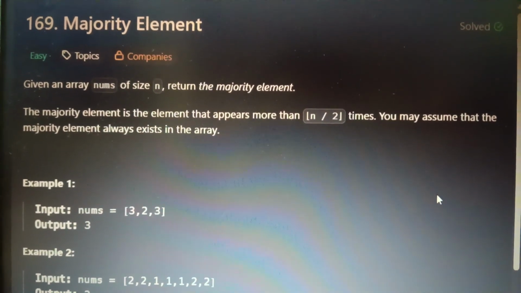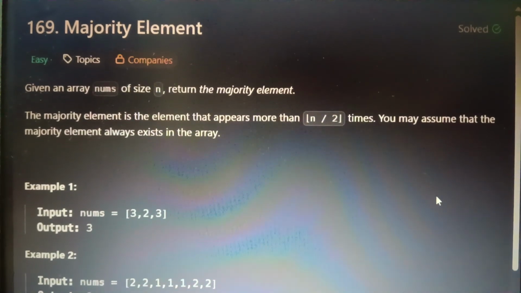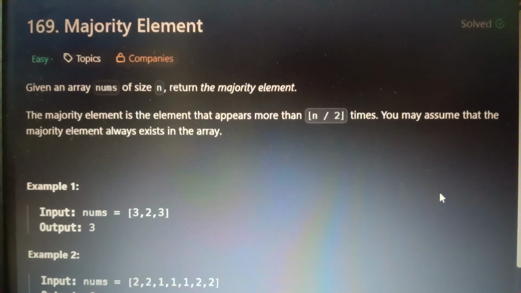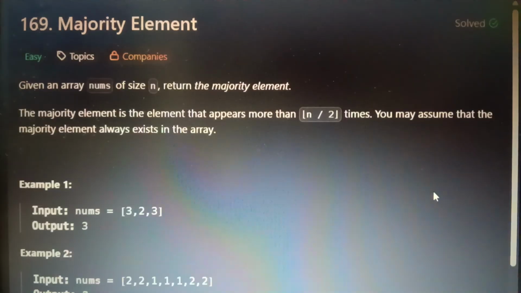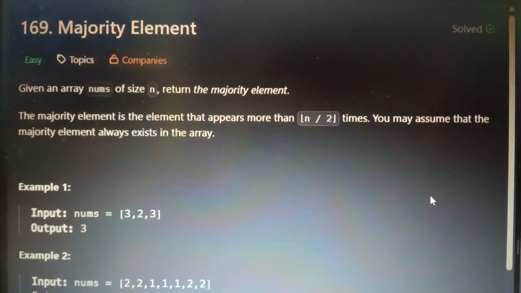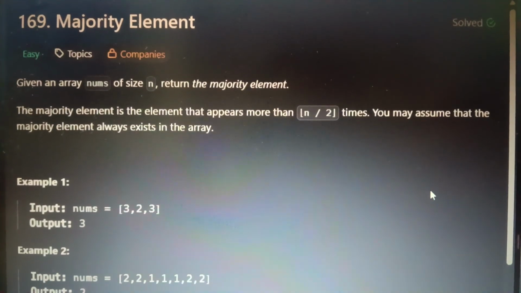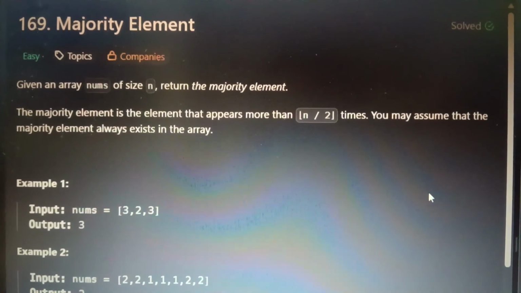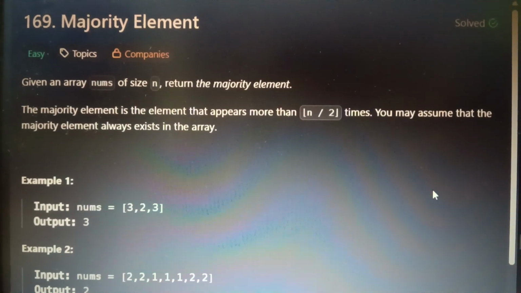And today the question that we are going to solve is question number 169 of Leetcode, that is the majority element question. Yesterday we understood what an array is and how to implement linear search and binary search in an array, and we solved one more problem of Leetcode. Today we are again solving one more problem of Leetcode, that is question number 169.